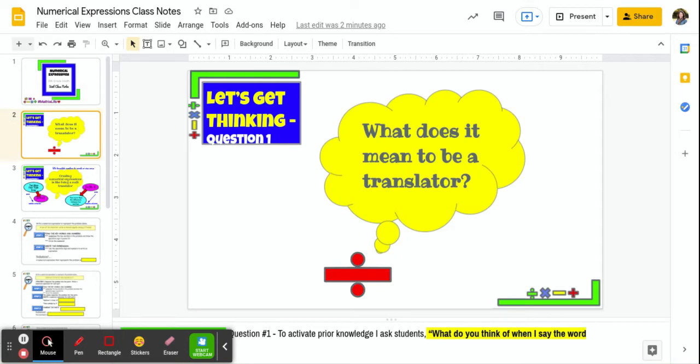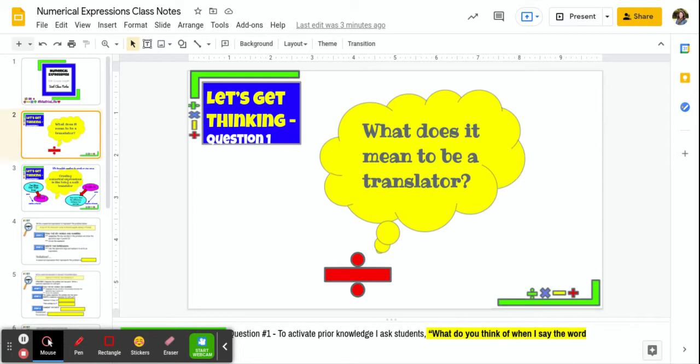The first thing that I want you to do is ask yourself, what does it mean to be a translator? When you hear the word translating or translator, what do you think of? Or if you know someone whose profession or job is as a translator, what do they do in their job? Well, boys and girls, translators oftentimes translate one language to the next. Maybe they take Spanish and translate it to English, or maybe they take English and translate it to Swahili. That is the job of a translator.